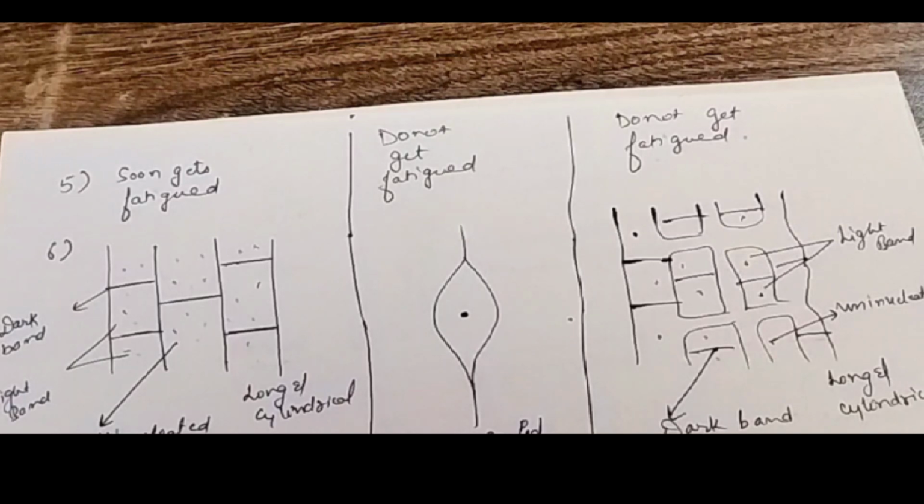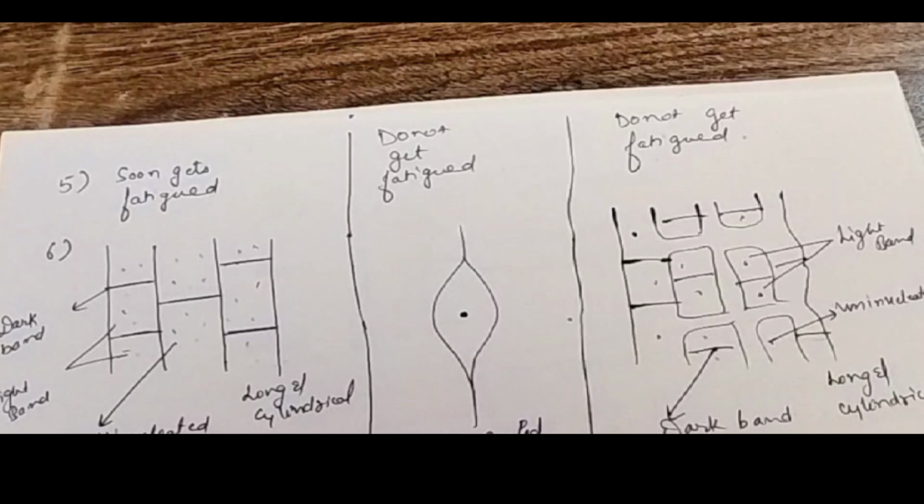Skeletal muscles are present along with our skeletal system. Smooth muscle is present in the urinary bladder, the iris of our eye, and some parts of the digestive system, whereas cardiac muscle is present in the heart.